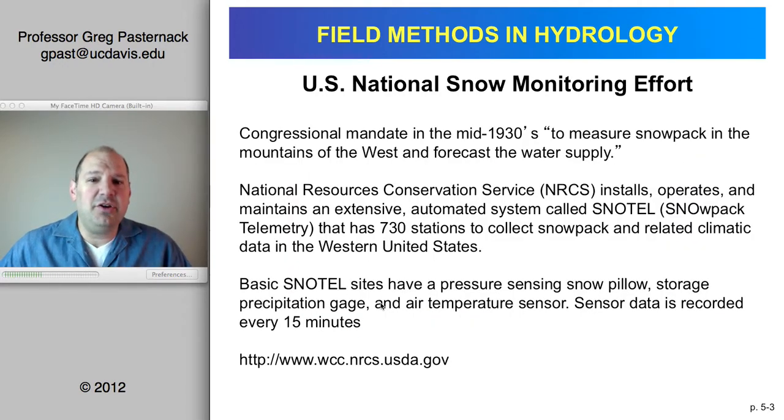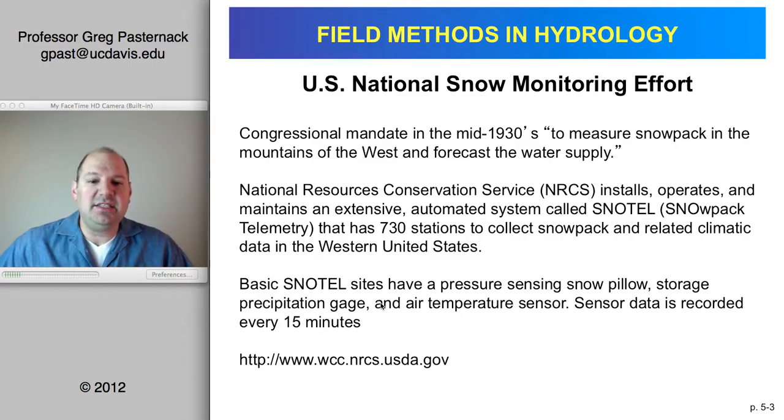At the national level here in the United States, there is a mandate in the 1930s to measure snowpack in the mountains of the West and forecast the water supply. As a result, the National Resources Conservation Service installs, operates, and maintains an extensive network of automated systems called SNOTEL, which stands for Snowpack Telemetry. This is a system which today has more than 750. I know on the slide it says 730, but it's changed and now it's more than 750. And those numbers grow as long as the funding remains high.